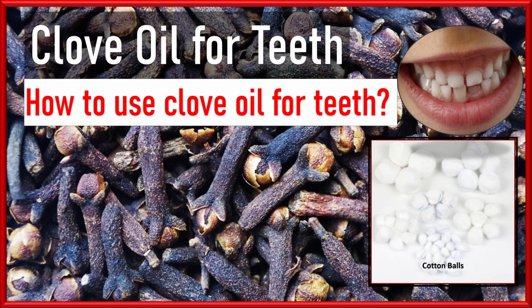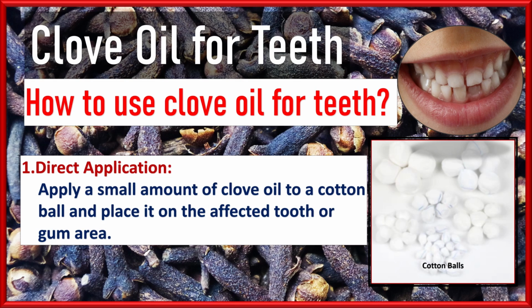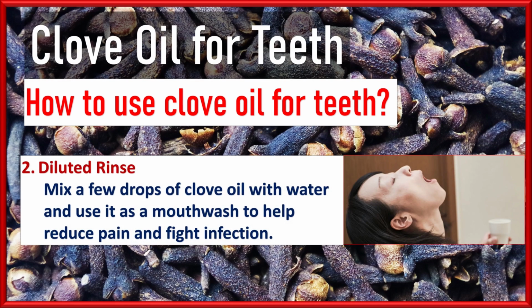Now, let's understand how to use clove oil for relief from dental pain. Number 1. Direct application. Apply a small amount of clove oil to a cotton ball and place it on the affected tooth or gum area. Number 2. Diluted rinse. Mix a few drops of clove oil with water and use it as a mouthwash to help reduce pain and fight infection.